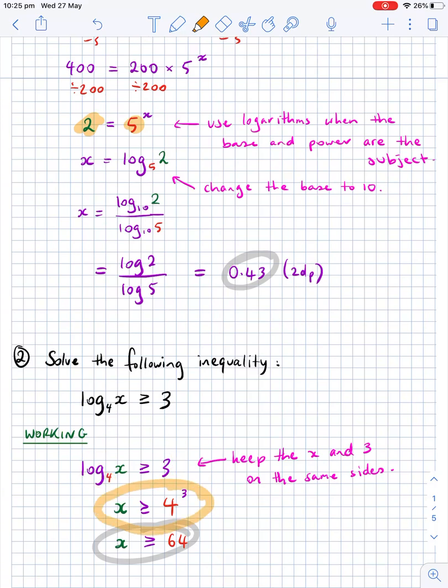So we get x is greater than or equal to 4 to the power of 3. 4 to the power of 3 is 64. So x must be greater than or equal to 64.